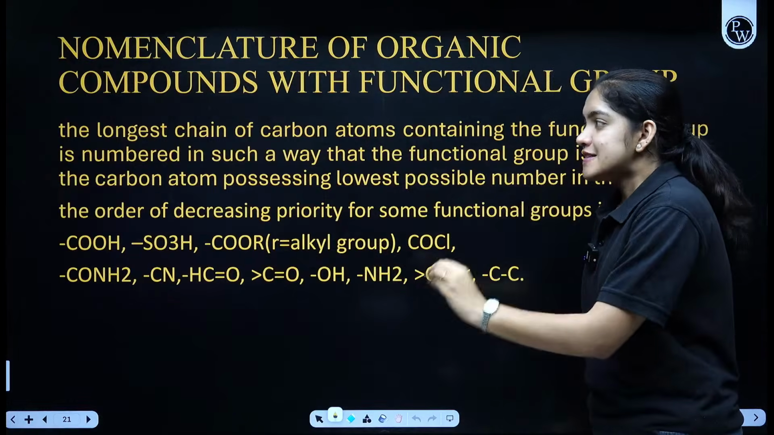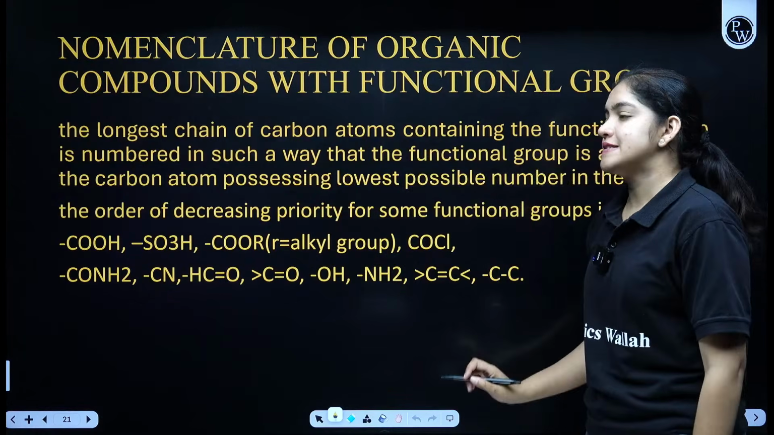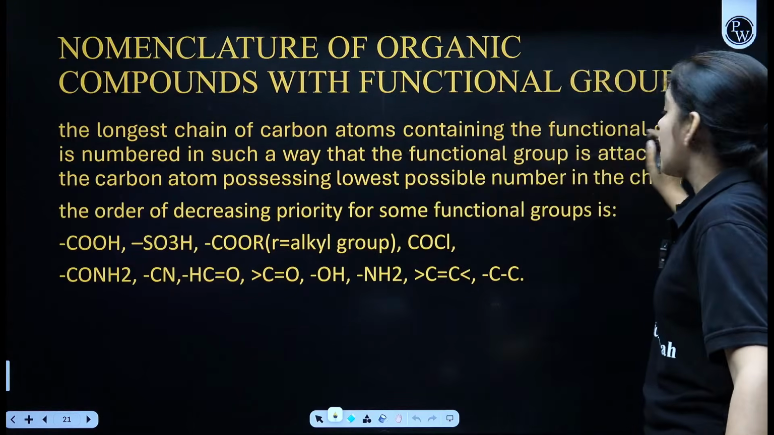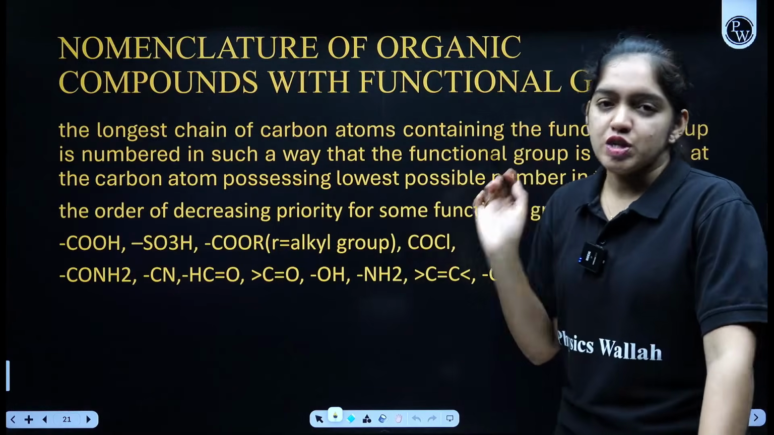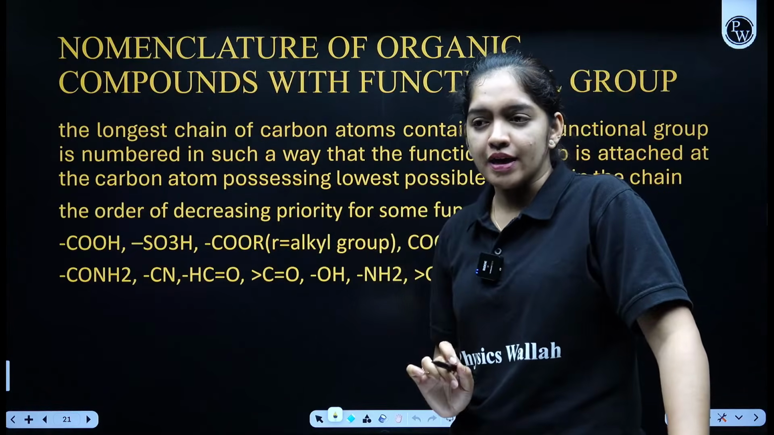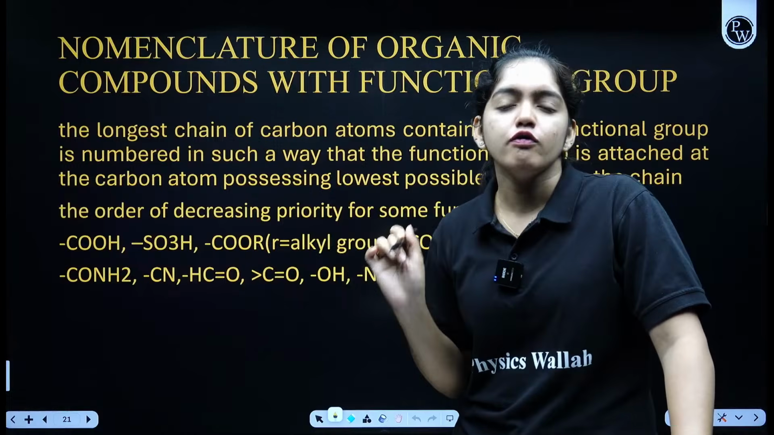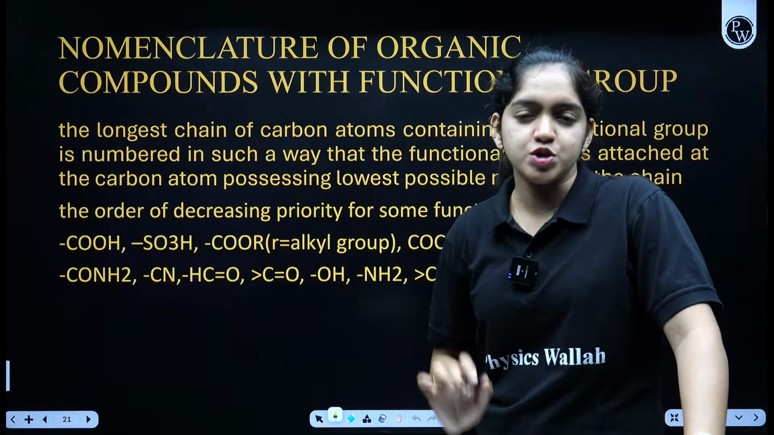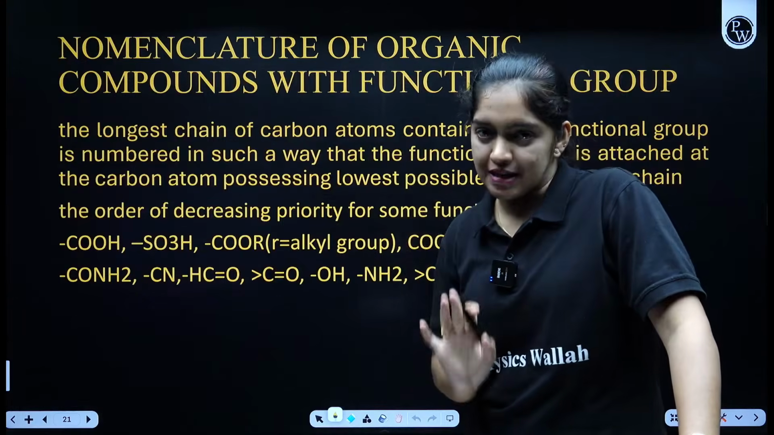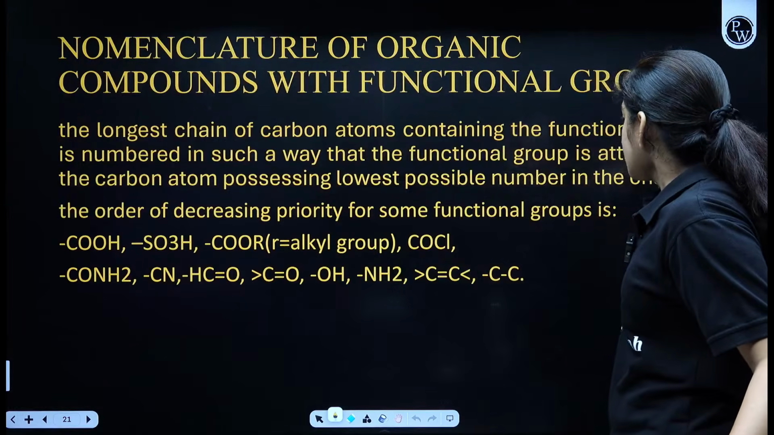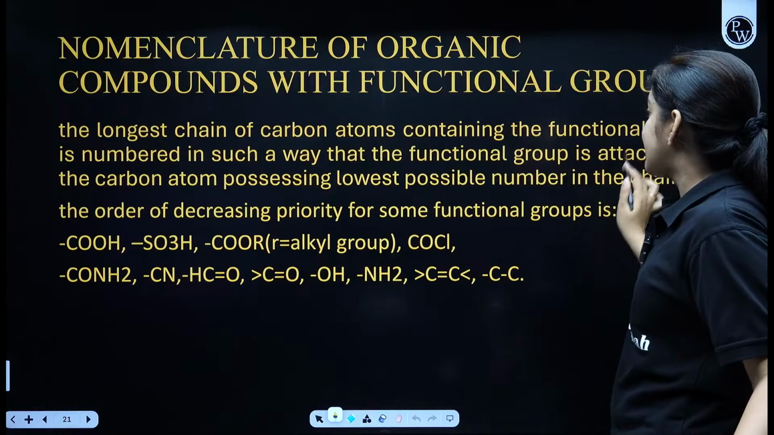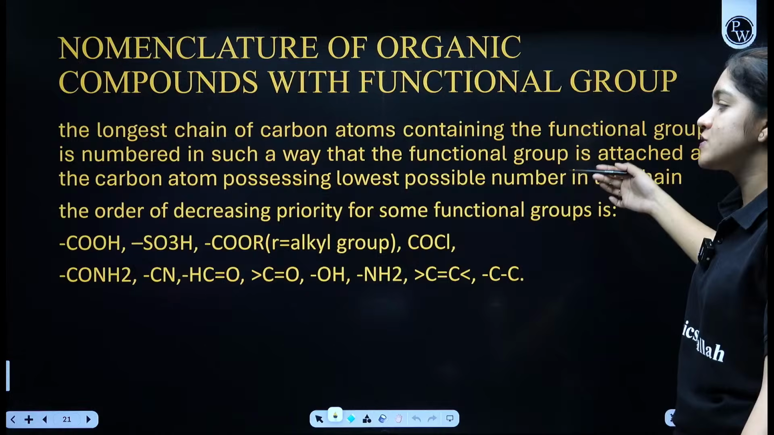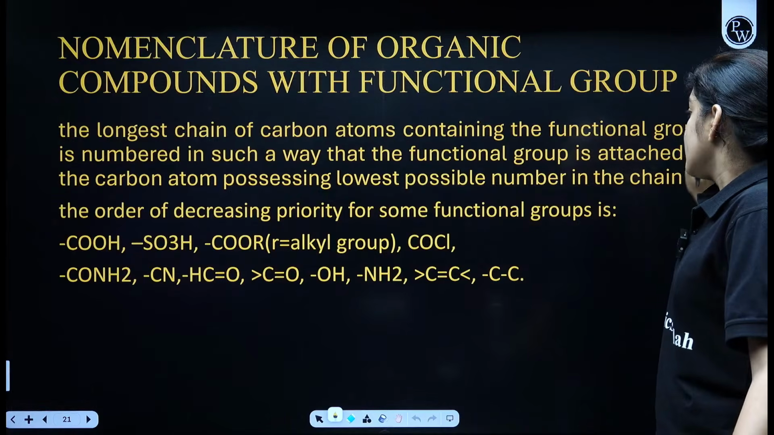So, there are some set of rules according to the IUPAC. Here also, we should take the longest chain of carbon atoms containing the functional group. While numbering, we should take the longest chain that contains the functional group. If alcohol is present, that chain should be taken as the parent chain or the longest chain. Got it? Then, the longest chain of carbon atoms containing the functional group is numbered in such a way that the functional group is attached to the carbon atom possessing the lowest number in the chain.